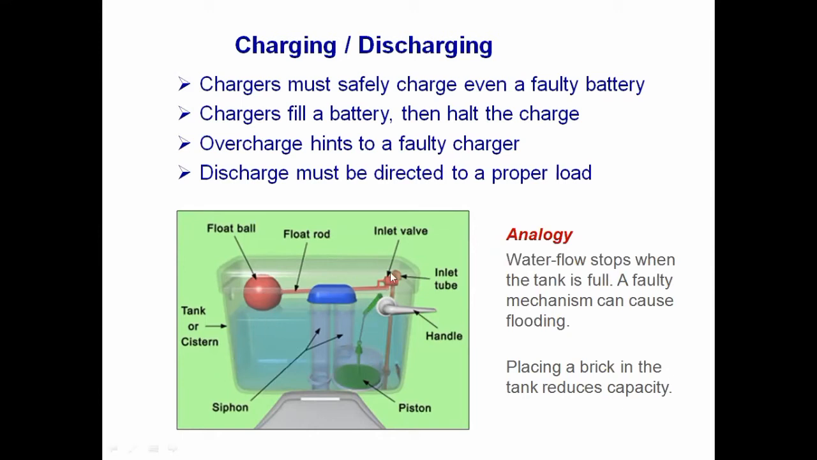So what is the analogy of battery charging and discharging? We can make an analogy with water flow. Water flow stops when the tank is full, so no more water is allowed. Suppose we are filling water from ground level. The water flow stops when the tank is full, otherwise it is overflowing. Similarly, overcharging causes flooding. Also, placing a brick in a tank reduces the capacity, which is like the prevention for charging also reducing the capacity of the battery. In this way, we can make an analogy with water flow, with the energy flow taking place in batteries.